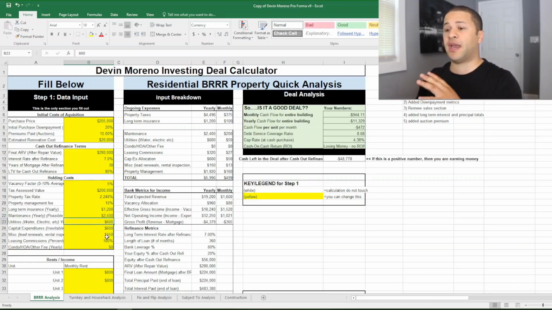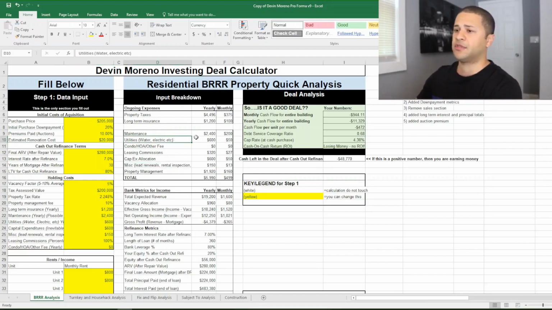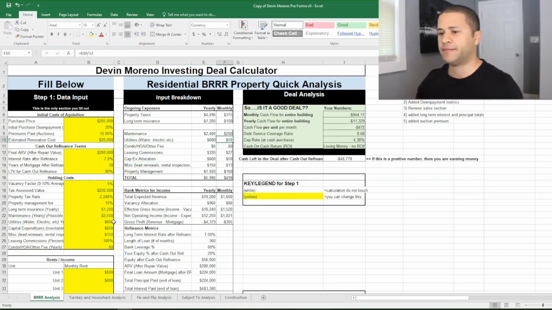So utilities, we have $600. This is oftentimes, if you're paying the water bill, which is common in Baltimore City, I would analyze $600 per unit. So if you have a duplex, it's $100 per unit, in which case you calculate $1,200. Note that these are all the yearly numbers, all right? And the yearly numbers get replicated here, and then you can see the monthly calculation there.